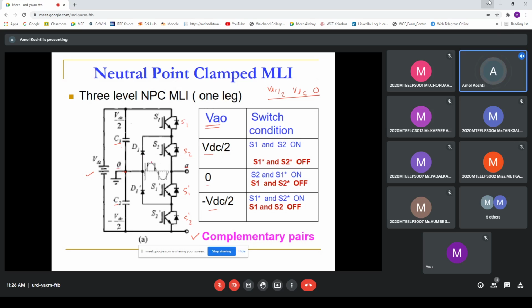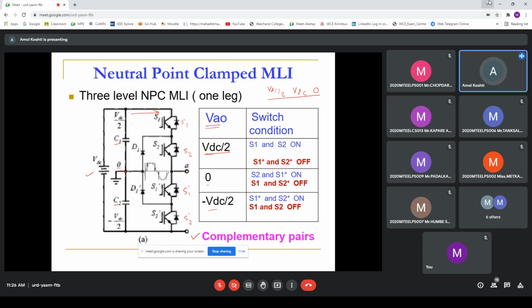Okay, so if you refer to this slide, they have referred to VDC by 2. It means they are taking only a single capacitor voltage across the load at one time, not two capacitors' voltage. So how to take this? To get a VDC by 2, S1 S2 is on. S1 S2 means this and this. It means initially current will flow in this way.